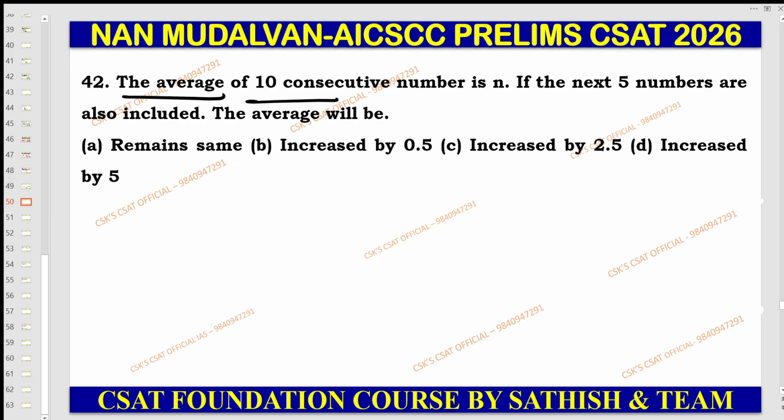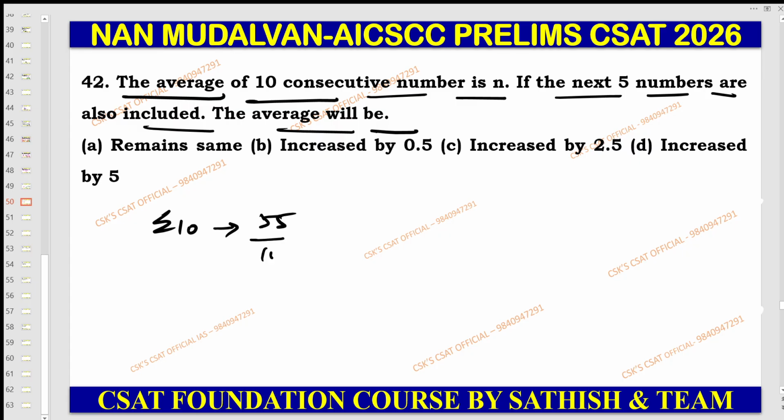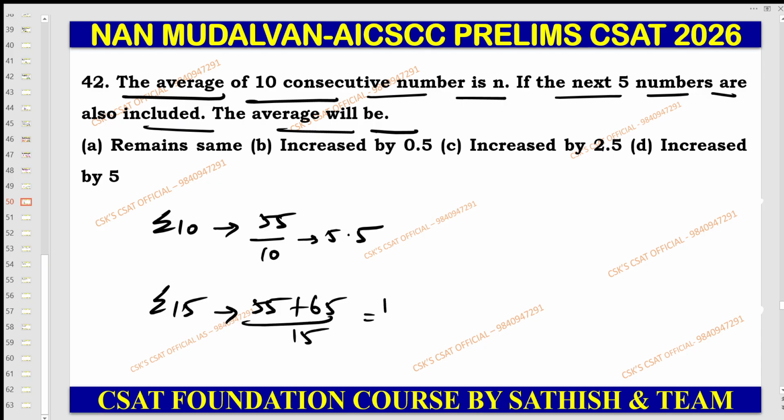The average of 10 consecutive numbers is n. If the next 5 numbers are also included, then the average will be? So 10 consecutive numbers, the sum is 55. You divide with 10, that is 5.5. Next 5 means 15 totally. Next 11, 12, 13, 14, 15. If you add up this one, 65. So the total is 120 by 15. This is nothing but 8.